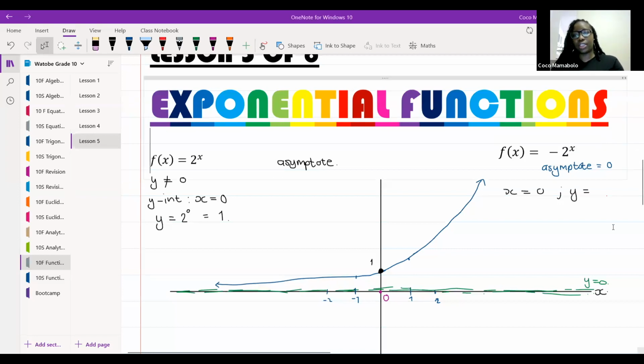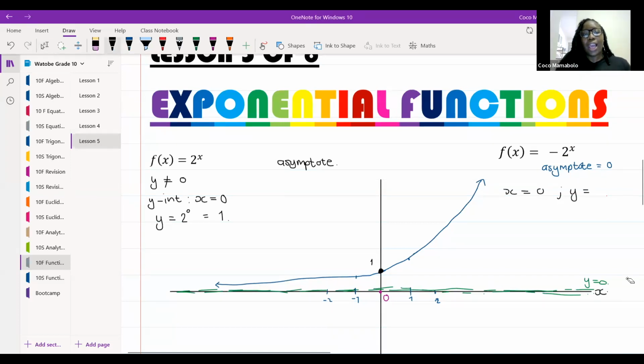Okay, I'm going to change this to -2 to the power of x. Now, guys, I know that my asymptote is still going to be at 0 because it's almost the same one as this one. The asymptote will also be y is equal to 0. Yes, it will always curve, always.